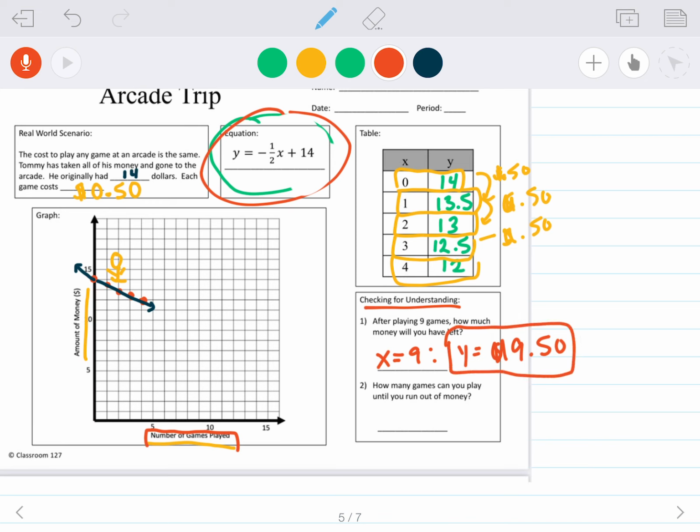All right. How many games can he play until he runs out of money? What does that mean? So we're looking for x, how many games. We know that x is our independent variable on our x-axis here. So how many games can he play? We're looking for x. Until he runs out of money, what does that correspond to y being? Well, that corresponds to y being 0, right? When he has 0 money, what is x? And again, we're just going to use this equation right here. We're going to say, okay, well, let me let y equal 0, and let's go ahead and solve for x.